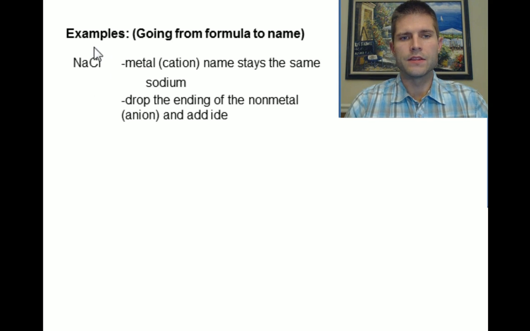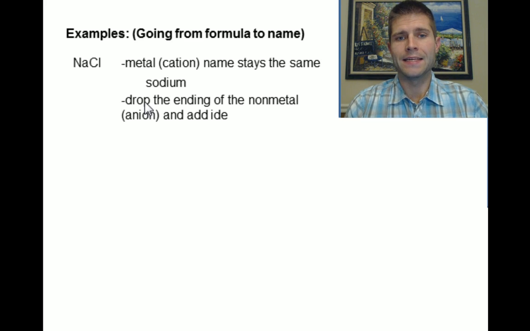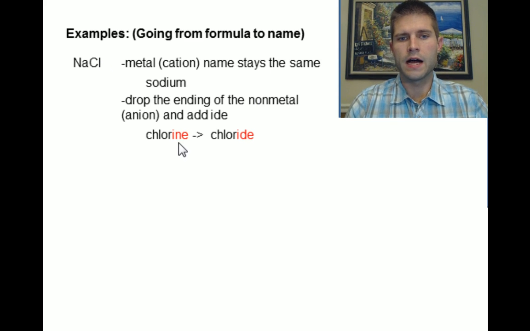For the anion, the Cl, we're going to be dropping the ending of chlorine, the ine part, and we're going to add ide to it. So this is our nonmetal. Chlorine is a nonmetal. It's also our anion in this case. So instead of chlorine, we're going to drop off the ine part and make it ide. So now we've gone from chlorine to chloride.